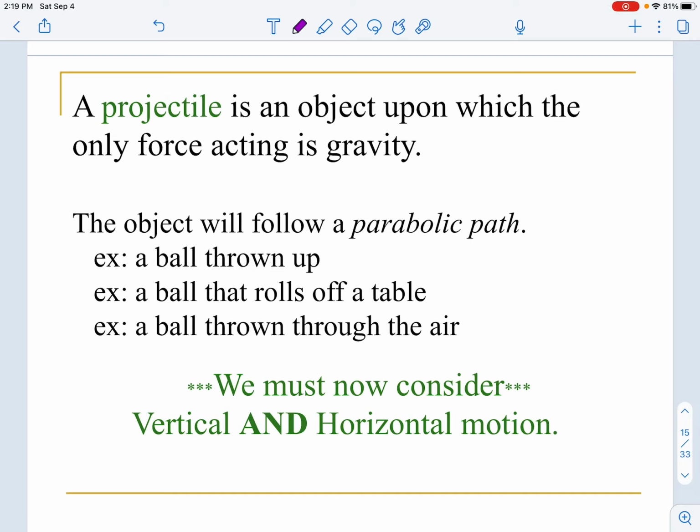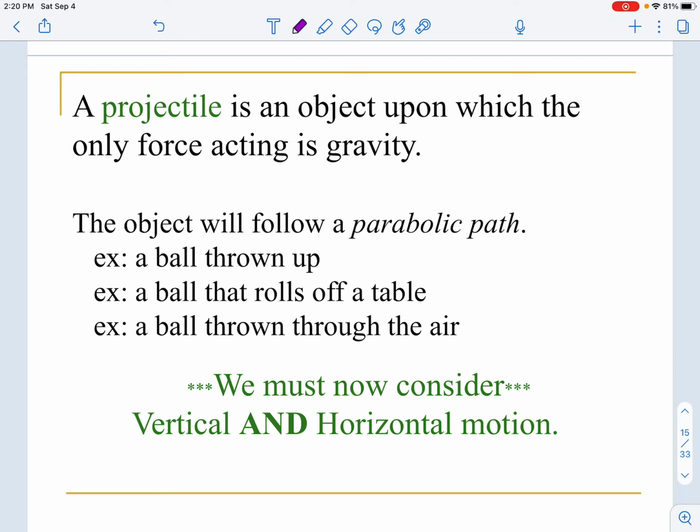A ball that rolls off the table, now just to clarify, rolling on the table obviously is not a projectile. The moment it rolls off the edge of the table where it is now moving through the air affected by gravity. So if you can picture a ball rolling off a table, you can probably begin to visualize that forward and downward motion. So now we must consider both vertical and horizontal motion.